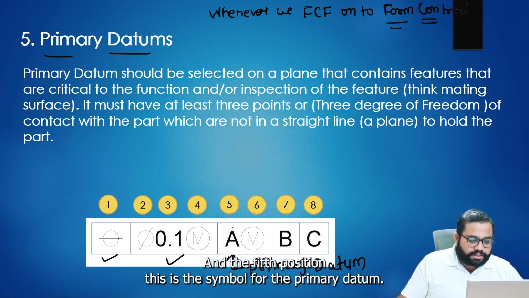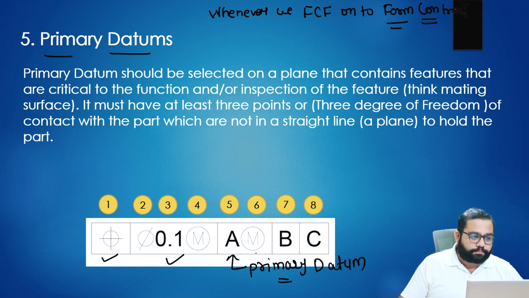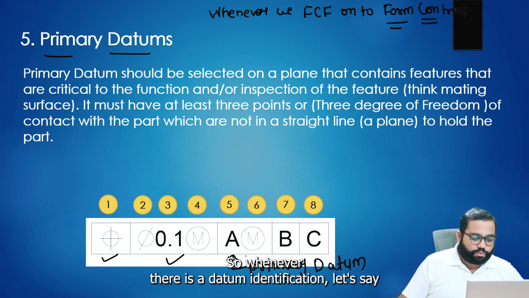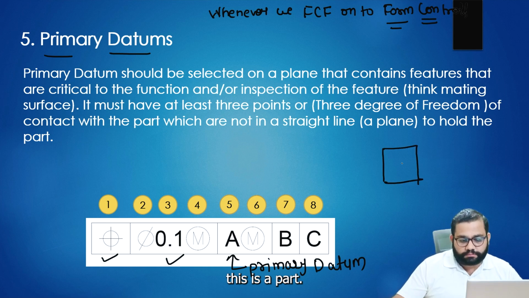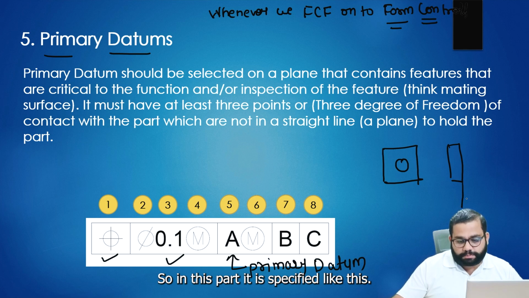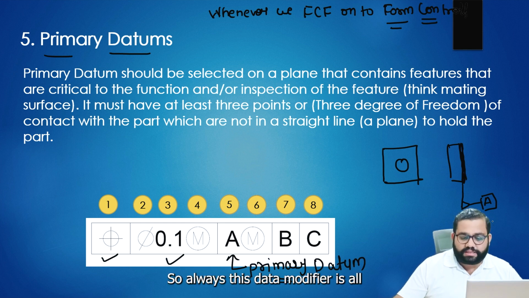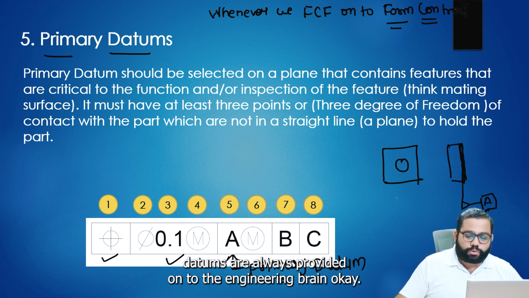And in the fifth position, this is the symbol for the primary datum. Okay, so onto the drawing in the datum identification. Whenever there is a datum identification, let's say this is a part. In this part, it is specified like this, that this surface is the datum A. All datums are always provided onto the engineering drawing.